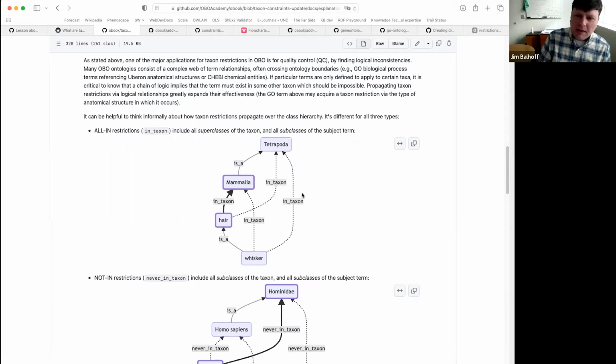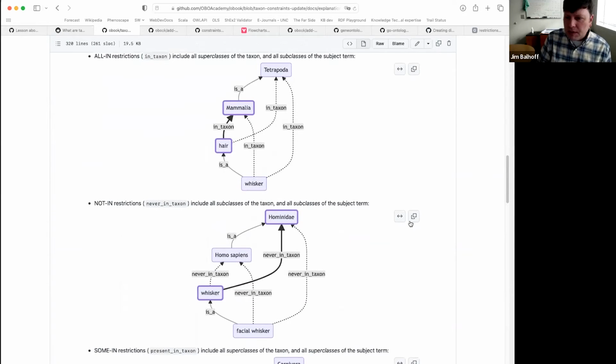And we have a really simple taxonomy that mammals are a subclass of tetrapods. So if you have this one taxon restriction, hair is in mammals, then all the dotted lines show you all the implied in-taxon statements from that one. So all the subclasses of hair. So if you have a term whisker, it also has to be in mammals. And then up the tree for the taxonomy. So if hair has to be in mammals, then every hair also must be in a tetrapod, and every whisker must be in a tetrapod.